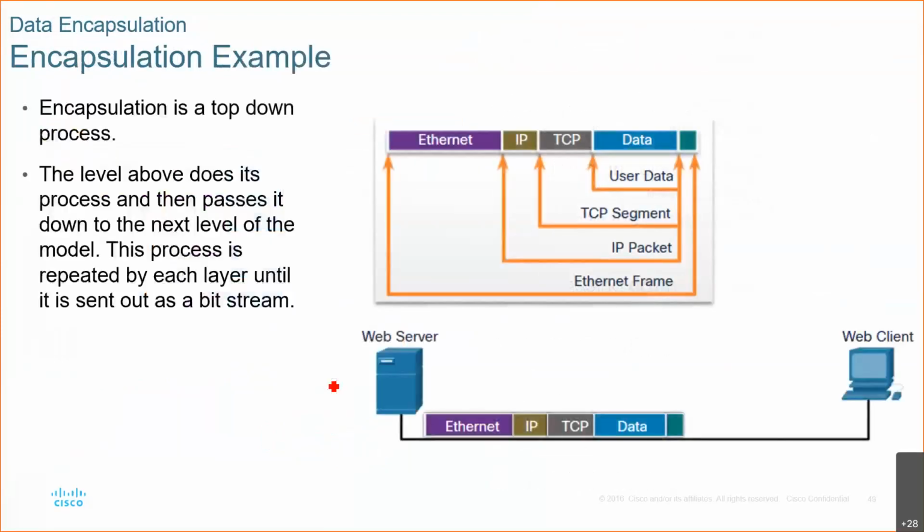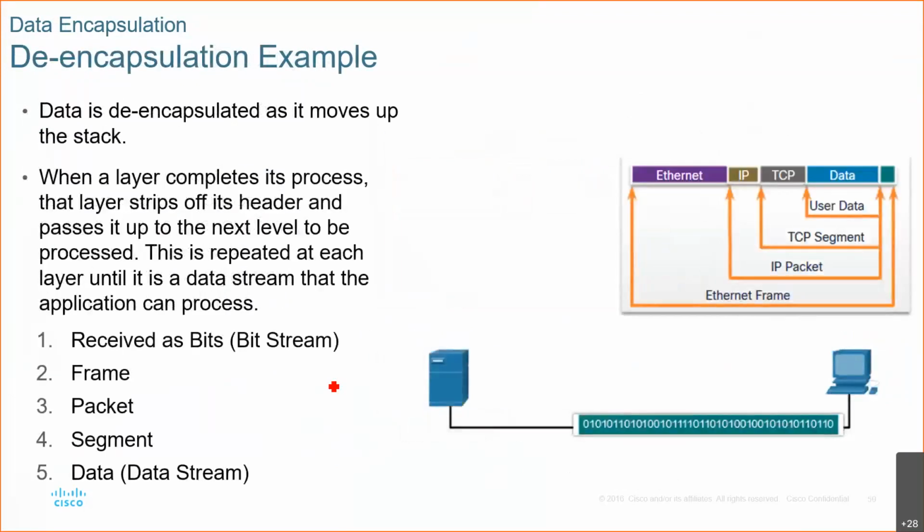Once they reach their destination, the reverse happens. The received bits come to the physical layer and then are converted into frames in your layer 2, the data link layer. In the network layer, they are converted into packets. In the transport layer, converted into segments. And then they go to the top layer, the application layer, where you can see it in data format.